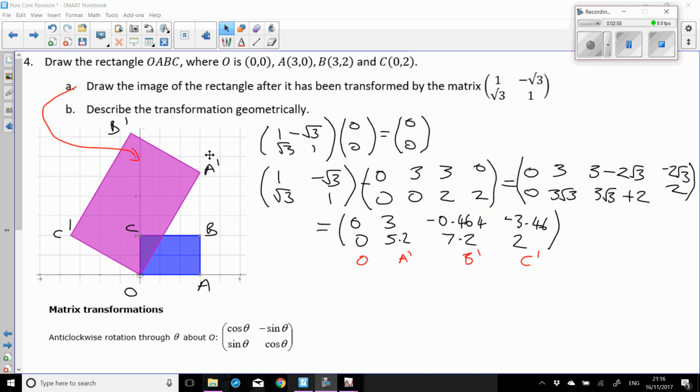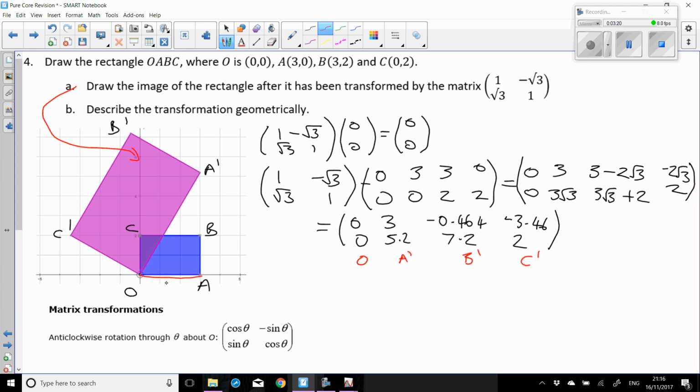For part B, it now wants us to describe the transformation. Now, if you've drawn a fairly accurate diagram, you should be able to work out that that's a combination of a stretch, or an enlargement rather, and a rotation. When we've got an enlargement, what we want to do first is work out the scale factor of the enlargement. So to do that, we're going to compare one edge of the triangle.